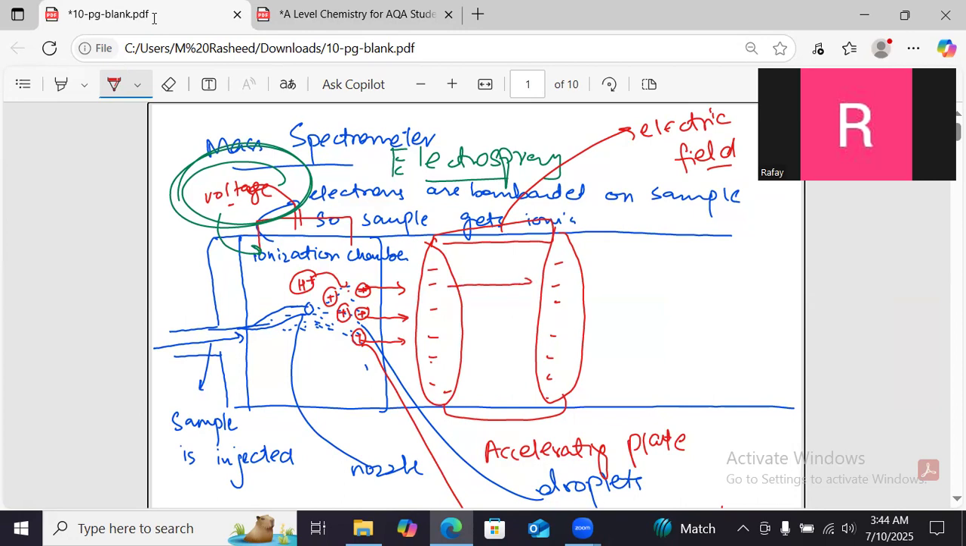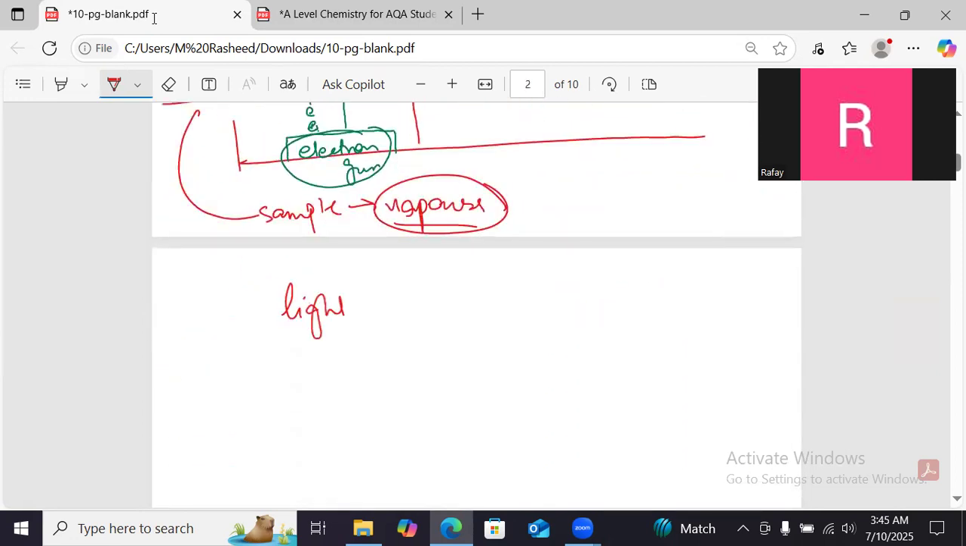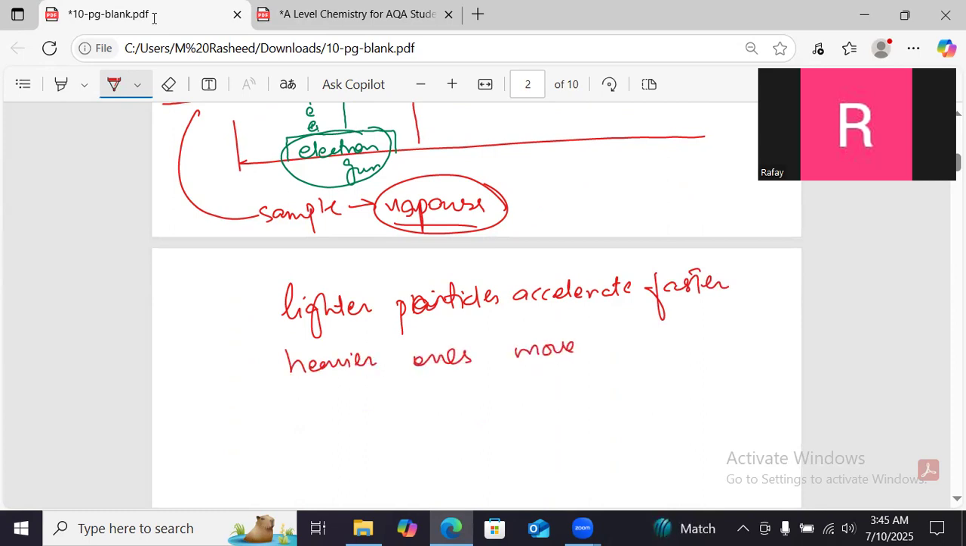And then they move from one plate to the next as well, due to the charge difference. Positively charged particles will move toward the accelerating plate. And obviously some particles will be smaller, some heavier, so lighter particles move faster. You have to note it down: lighter particles accelerate faster, while heavier ones move slowly toward the accelerating plate.